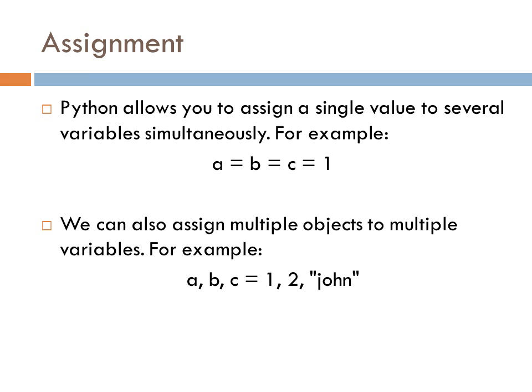There are two different methods to assign values to variables. Python allows multiple assignments on a single line. A equals B equals C equals 1. So the same value will be assigned to three different variables simultaneously. And we can assign multiple objects of different types to different values. Here we are creating three variables A, B, C and assigning integer and character data. Automatically these values will be stored. One will be assigned to A, two will be assigned to B and John will be assigned to C.